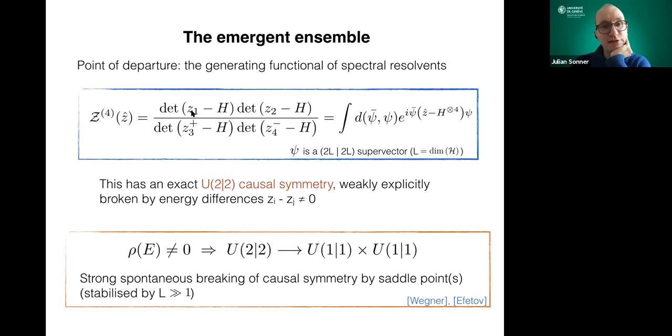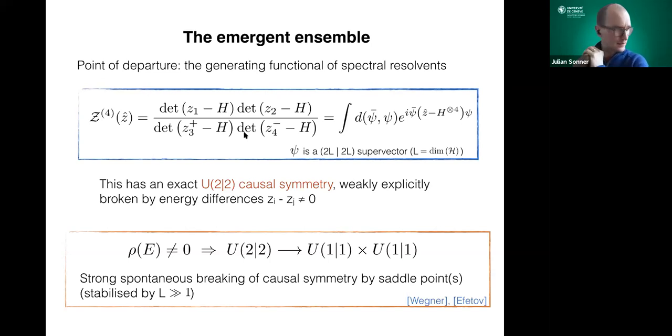So what I do is I take derivatives with respect to Z1 and Z2, for example, and at the end, I set Z1 equal to Z3, Z2 equal to Z4, and then the determinants cancel, and I'm just left with my correlation function. So the determinants in the denominator and the numerator are just in order to cancel, to normalize the quantity.